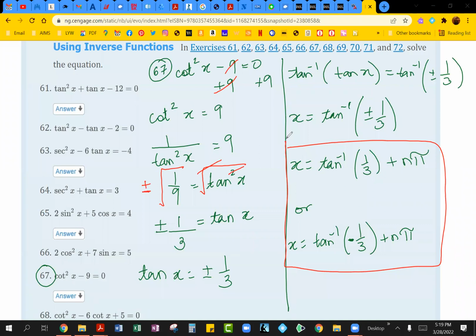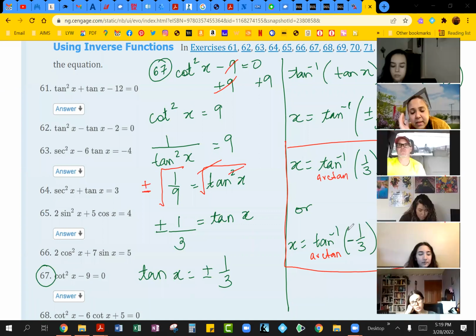X equals tangent inverse, or like I said, if you wanted to, you can write these as arctangent also, of 1/3 plus n pi and arctangent of negative 1/3 plus n pi. Alrighty, so that should be a negative there. Anybody have questions on this?